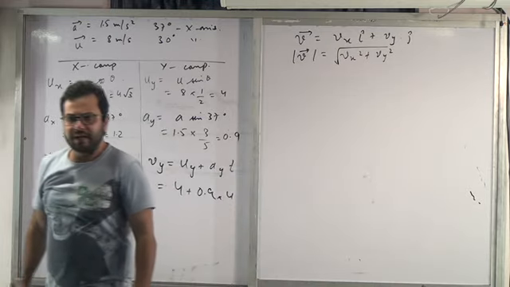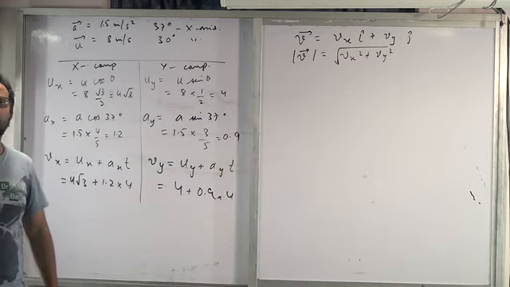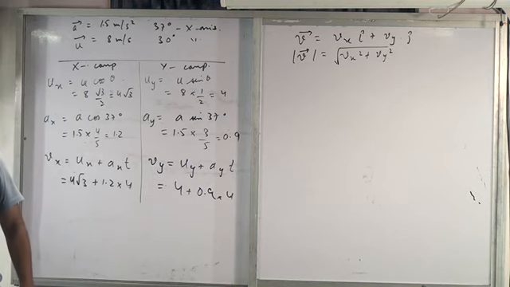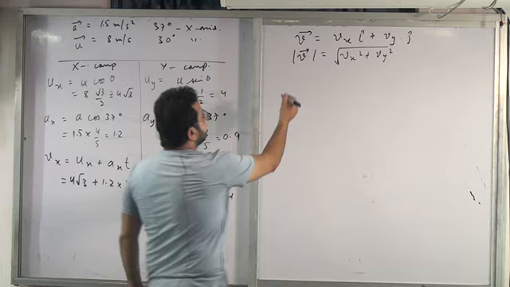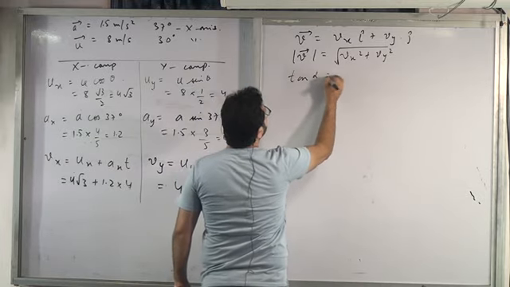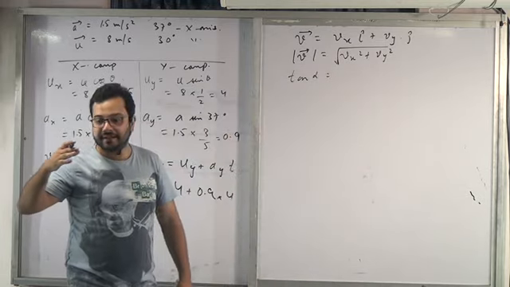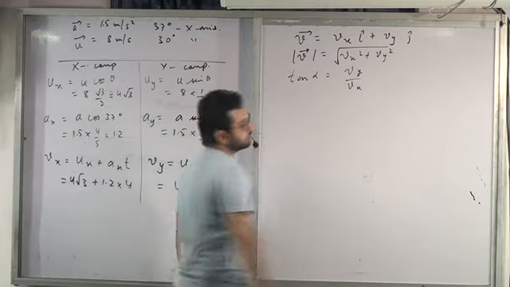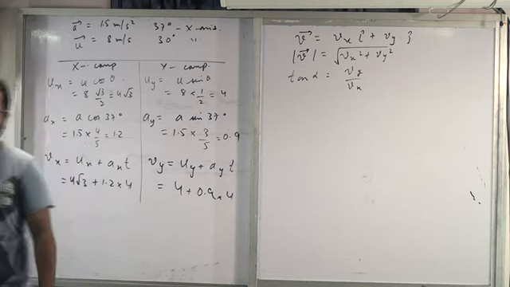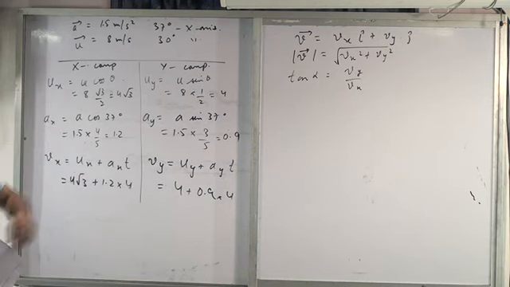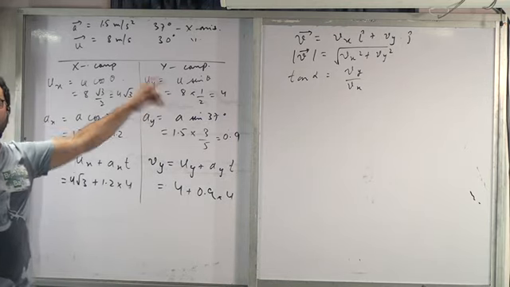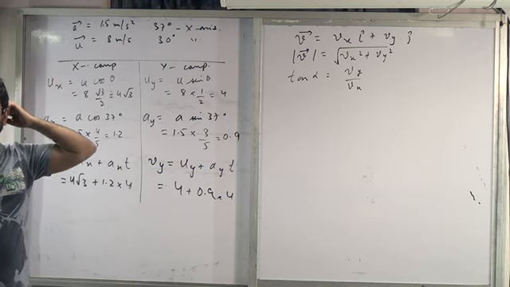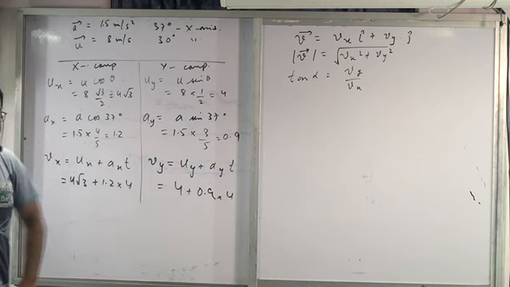Correct? If it is required, what is the direction of motion of the particle? Vy by Vx. Excellent. I can say tan alpha is equal to Vy upon Vx. Is that right? So that alpha will be the direction of velocity with the x-axis, the angle the velocity makes with the x-axis. Is that clear? Okay.